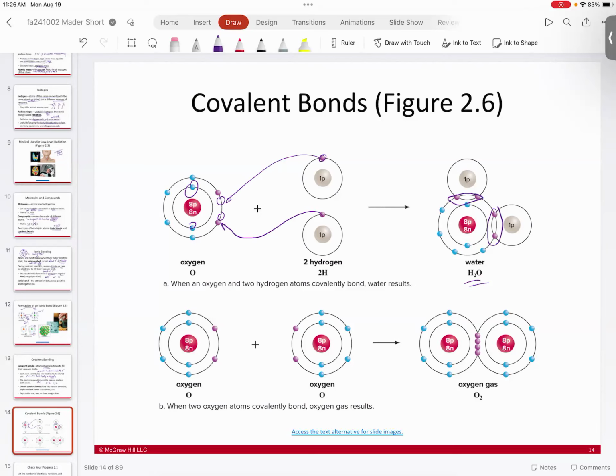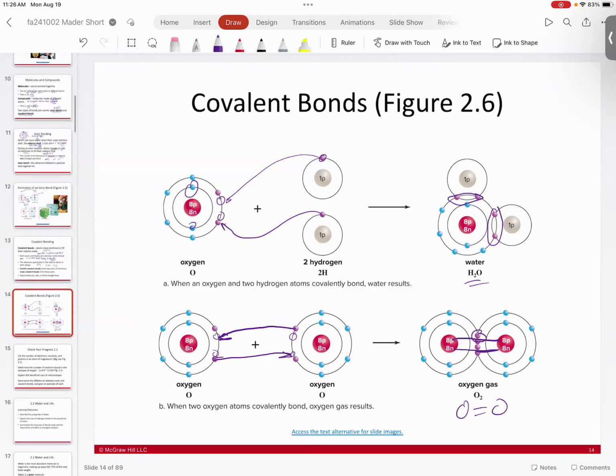If you do an oxygen, you can do double bonds. Here are 2 oxygens. You can see each oxygen has a hole to fill, so they can share 1 between each other. That's going to form 1 shared pair, which is 1 bond. And then this one here, they can share these guys right here. That's going to be the next bond, another bond. So this is a double bond between 2 oxygens because they can share with each other.